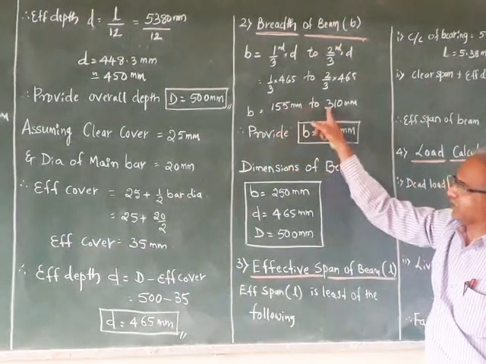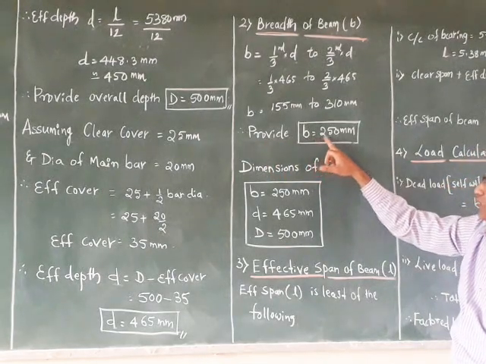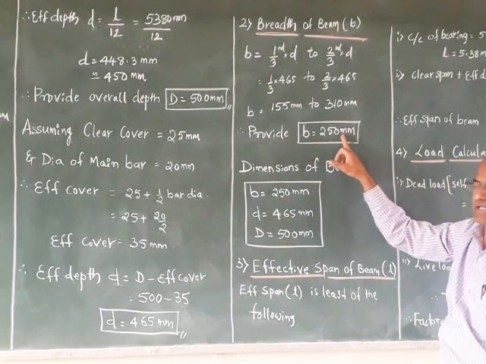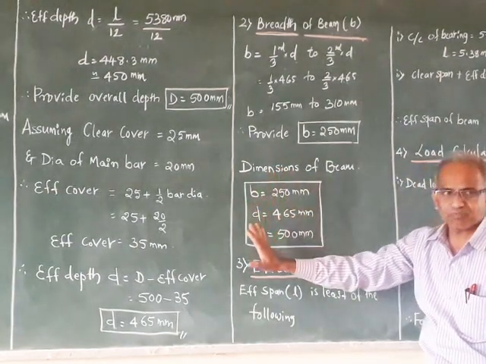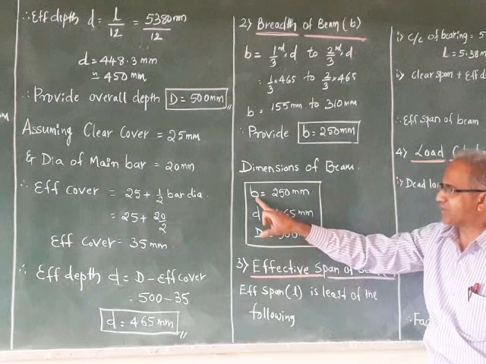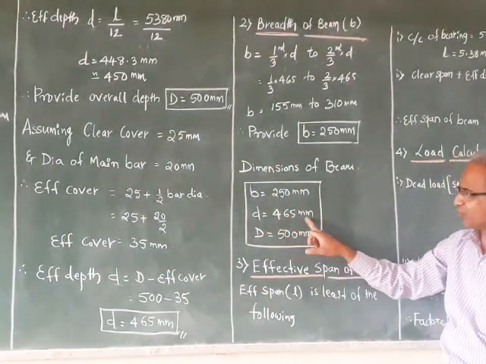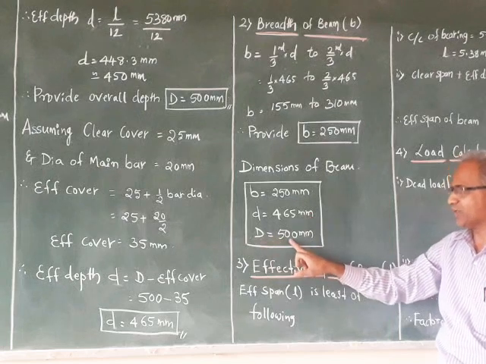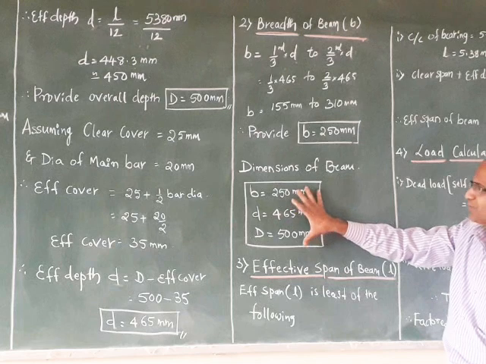So let us round it off and provide width of the beam B is equal to 250 mm. Okay, so finally these are the dimensions of the beam. That is width of beam is equal to 250 mm, effective depth is equal to 465 mm and overall depth is equal to 500 mm. Okay, so this is the important step.